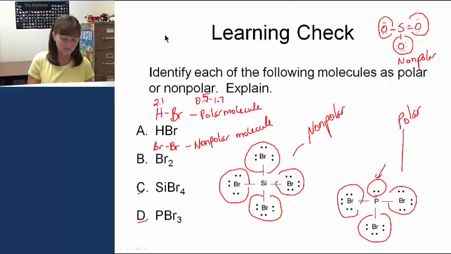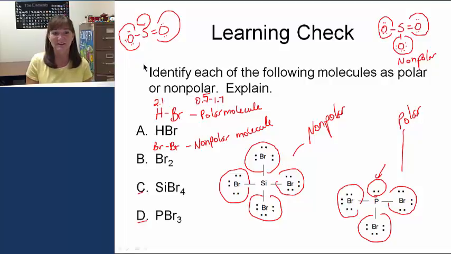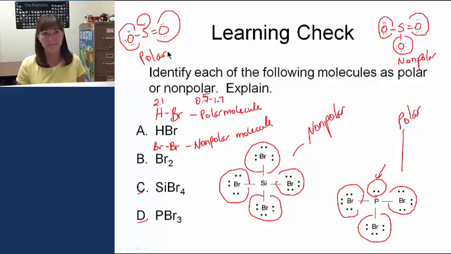If I gave you sulfur dioxide, here's the Lewis structure, and you circle it and say, okay, there's an oxygen, which is the same as this oxygen, but I have a lone pair. So these 3 things are not identical because of that lone pair of electrons. So this is a polar molecule. All right.